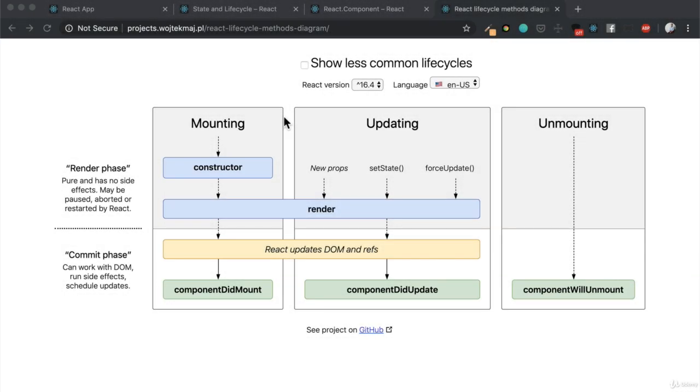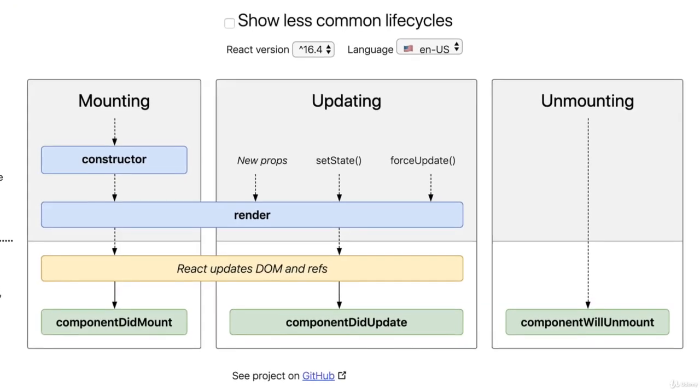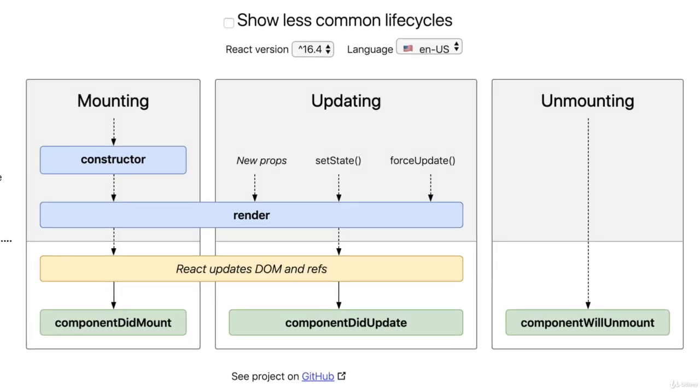Now that we've taken a look at the mounting phase of our component, after our component has been mounted onto the DOM, any future updates, either to the props, to the state, or us manually forcing an update on our component, will cause our component to go into the updating phase. So what is the updating phase and what triggers updates?